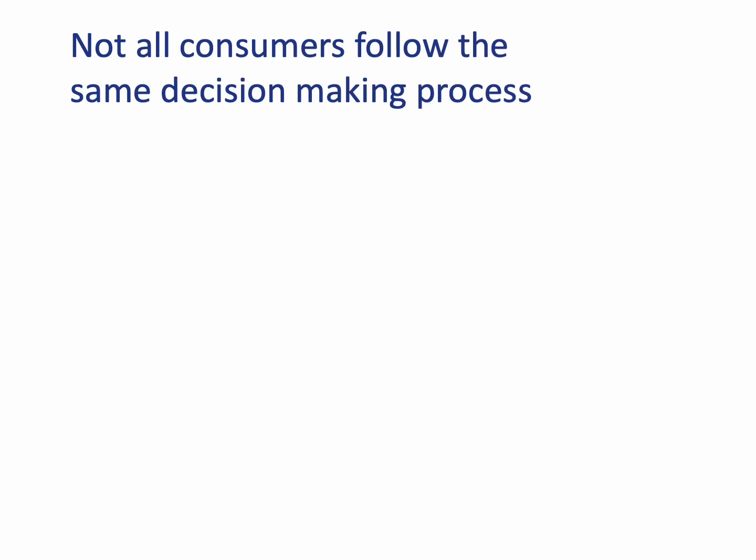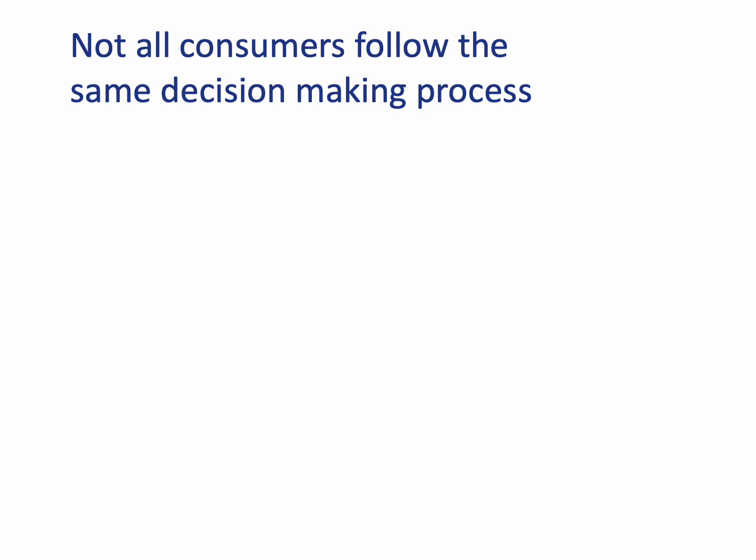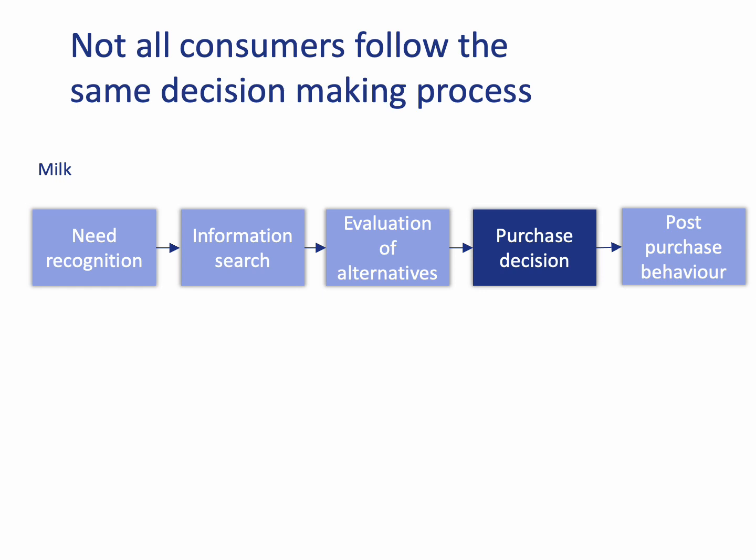Of course, not all consumers will follow the same decision-making process. For example, if we buy a house, something that is a major, quite expensive purchase, we are very likely to engage with all 5 stages. We will go through need recognition, information search, evaluation of alternatives, purchase decision, post-purchase behavior. If we buy something like milk, perhaps not. It's just purchase decision and that's it, because it's more of a habitual thing we do. It's more out of routine. We don't really think about it. Even if we made the wrong choice, we can learn and do something different next time.